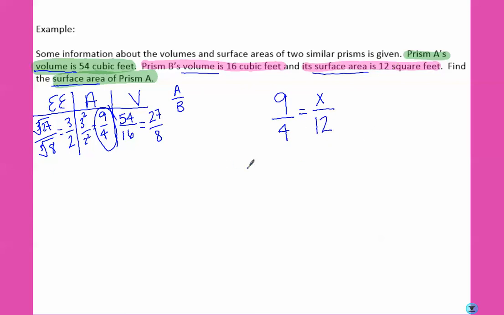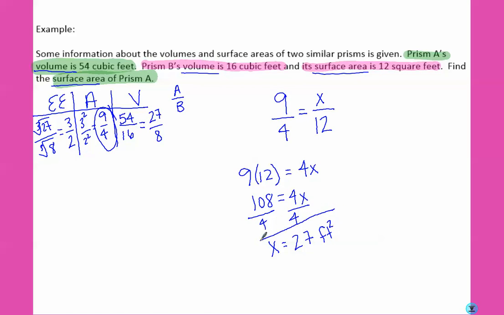Now I can cross multiply. 9 times 12 equals 4 times x. 9 times 12 is 108 equals 4x. Divide both sides by 4. And I get that x is equal to 27, and our units were feet squared because we're talking about area.